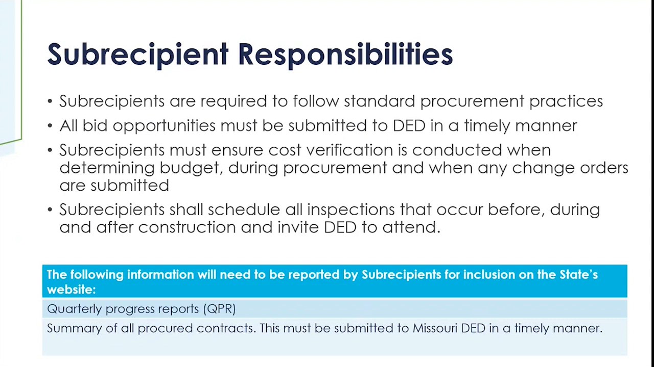Okay, and as we talked about on the previous slide, there is a lot of monitoring and compliance that will occur during the project. So there are certain reports that will be required by the subrecipients to be submitted to DED for inclusion on the website. And those include quarterly progress reports, also known as QPRs, as well as a summary of all procured contracts.